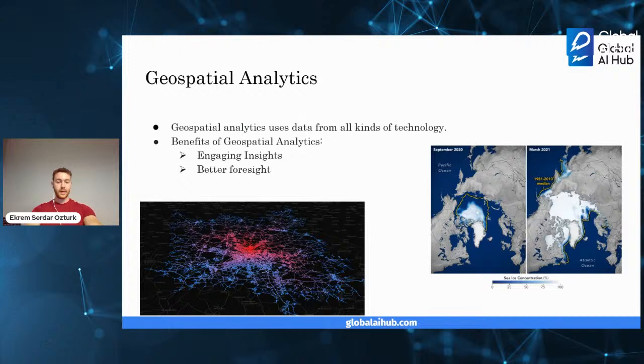So the second one, better foresight. So better foresight means seeing how spatial conditions are changing in real time can help an organization better prepare for change and determine the future actions, right?